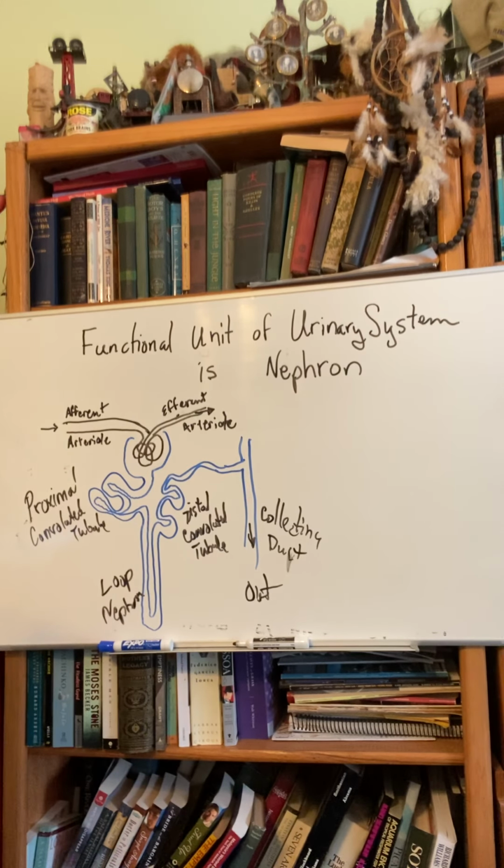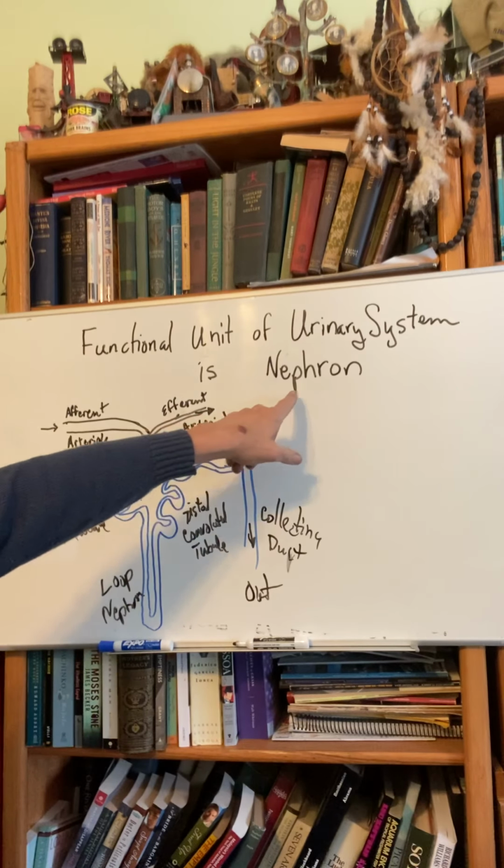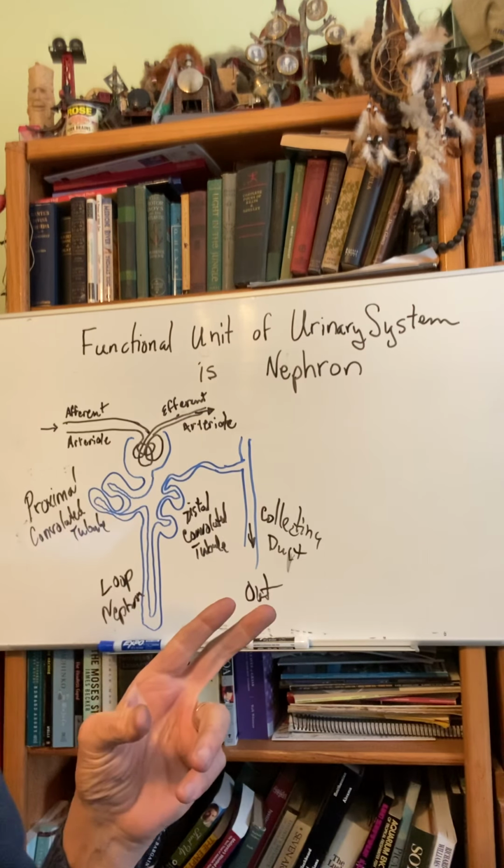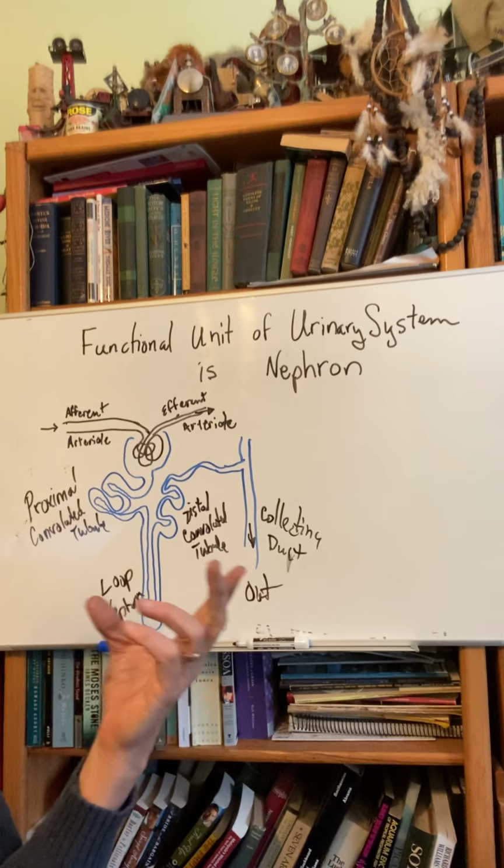Okay, so we had talked about the functions of the kidneys, and we had said that pretty much all of that is going to be accomplished by these little structures that are called nephrons. You have a whole lot of them. You've got about 1,000,000 of these. And so this is where you are going to be filtering the blood.